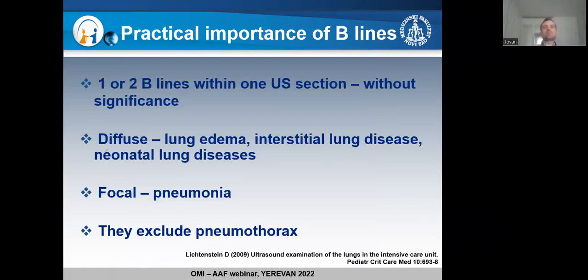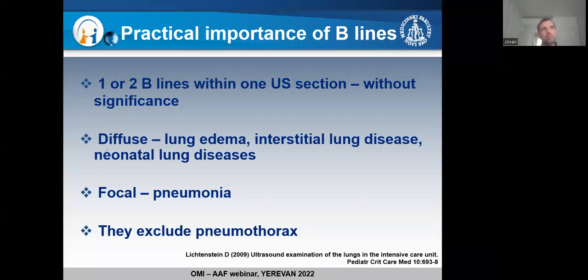So what is the practical importance of B lines? One or two B lines within one ultrasound section, we think that they are without significance. If they're diffuse, compact, they can be a sign of lung edema, cardiac edema, interstitial lung diseases, neonatal lung diseases. If they're focal, they can point to pneumonia, not necessarily, but they can. And what is very important, and we mentioned that earlier, they exclude pneumothorax. So when you see B lines, there is no pneumothorax there.